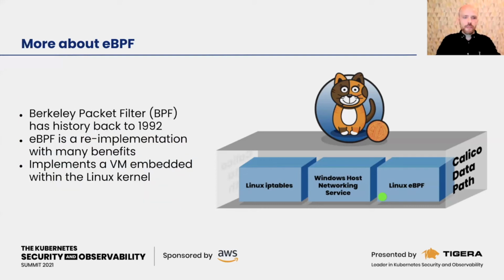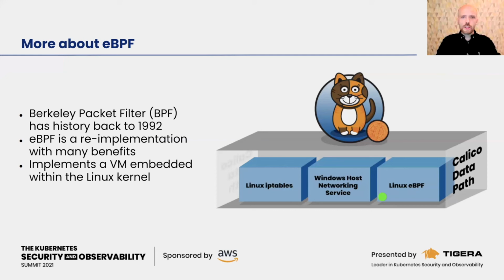So eBPF has history back to 1992, when it was known simply as Berkeley Packet Filter, and eBPF is a re-implementation which has many benefits. In short, it implements a virtual machine embedded within the Linux kernel, which can run small modular bits of code for particular purposes, such as debugging or networking. The code is statically checked to make sure that it's secure and then executed.